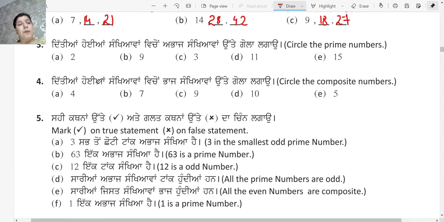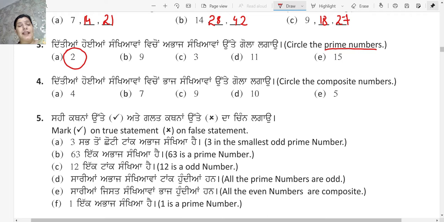Circle the prime numbers. Beta, in this you have to circle those numbers which are prime. Prime means which have only two factors, that is 1 and the number itself. So you know that 2 goes only in the table of 1 or the table of 2. So 2 is a prime number. This is the smallest prime number and the only even prime number.